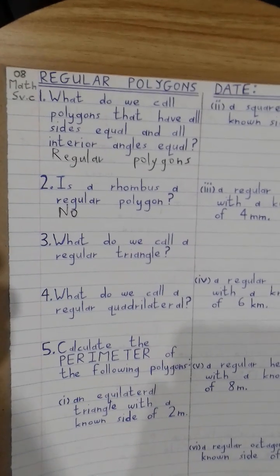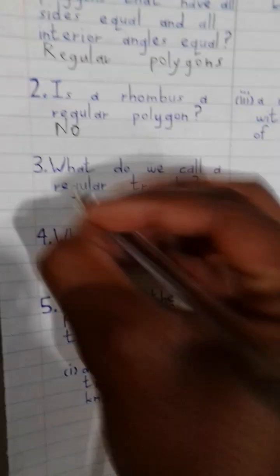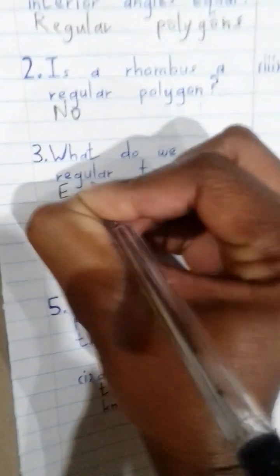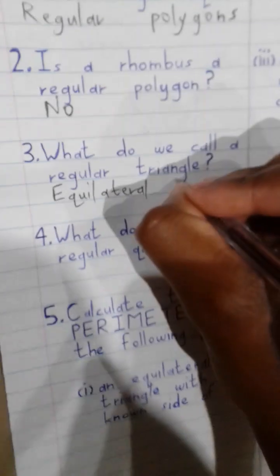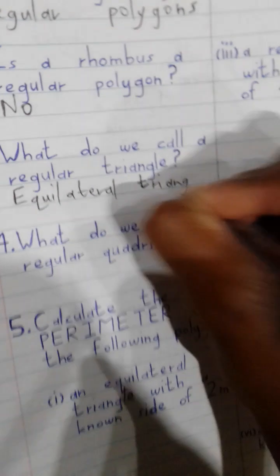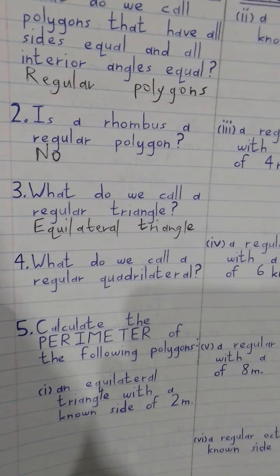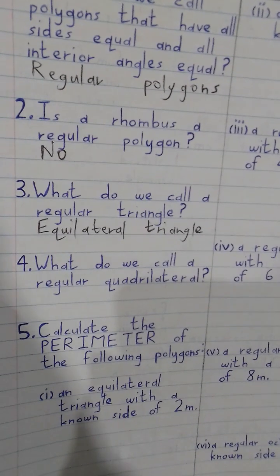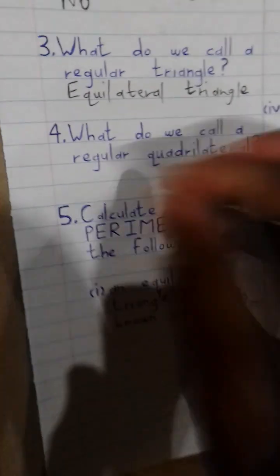Number 3 states, what do we call a regular triangle? Remember I said a regular triangle is called an equilateral triangle. Number 4 asks, what do we call a regular quadrilateral? A regular quadrilateral is called a square.